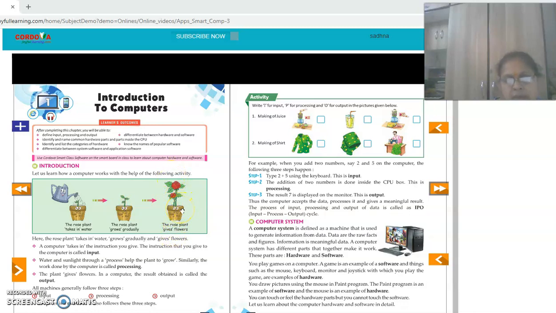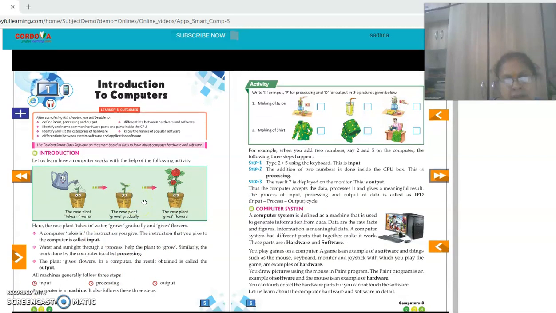So what does it mean? It means the rose plant is taking water. That means input. If we give input, then by taking water and sunlight, this plant gradually grows. That means process. And now the rose plant gives flowers. It means output. So likewise in computers.